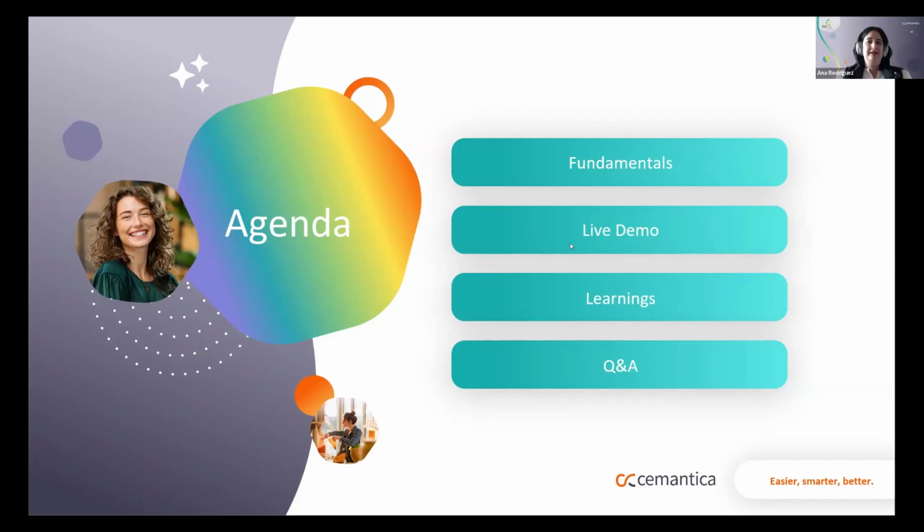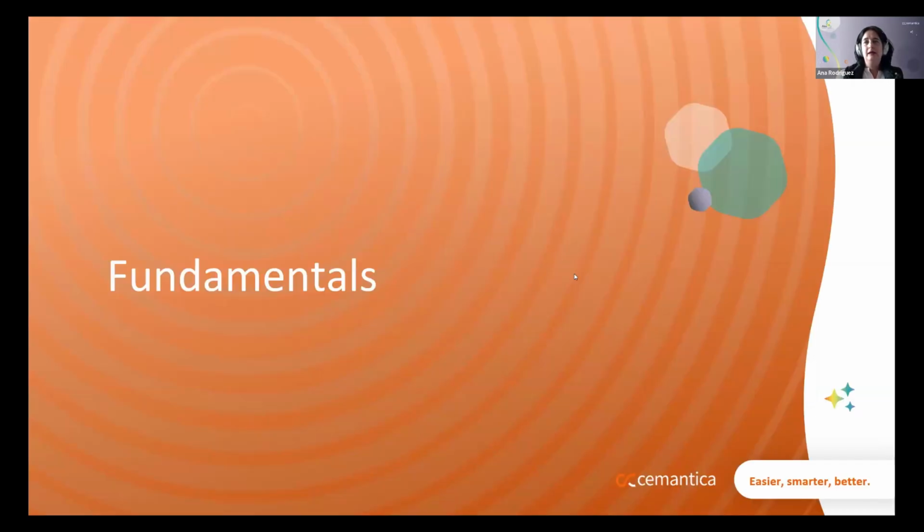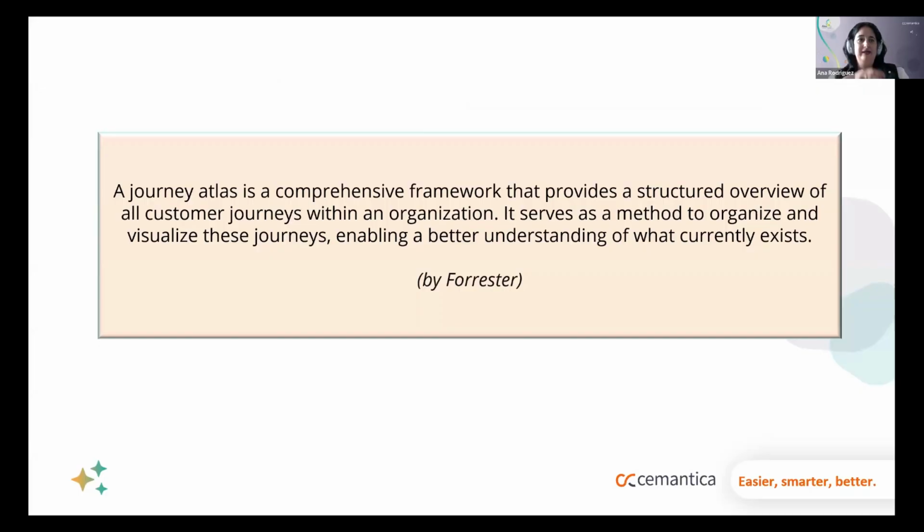Without further delay, let's start with the fundamentals. And of course, let's start defining what a Journey Atlas is. In this case, we took the definition provided by Forrester. At the end of the day, the Journey Atlas or Journey Portfolio is a catalog of your journeys. This is a strategic tool that will help you to organize. It's a methodology to organize your journeys, to have a better view of all the inventory of your journeys. Okay, so it's as simple as this.